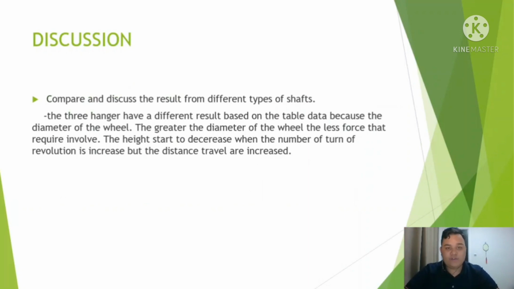The three hangers have different results based on the table data, because of the diameter of the wheel. The greater the diameter of the wheel, the less force is required. The height decreases when the number of revolutions increases, but the distance increases. This is just like what I explained before.